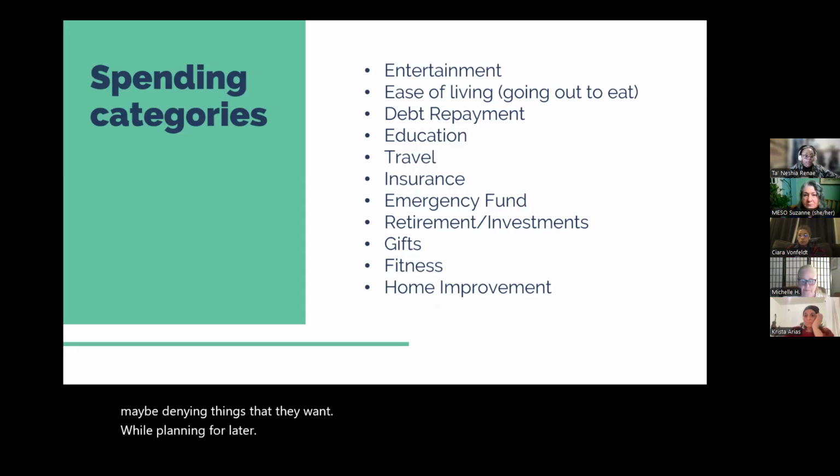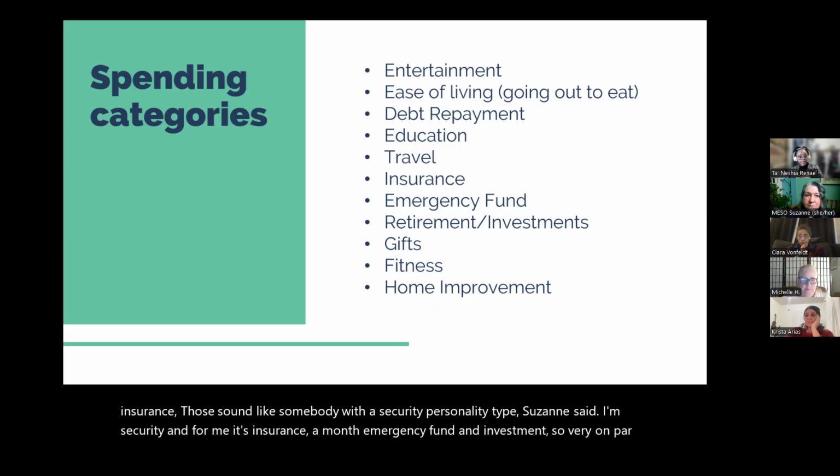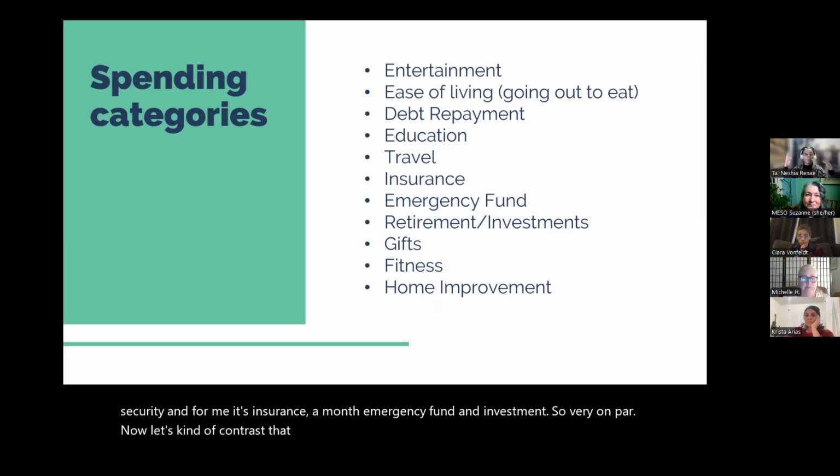Yeah, Michelle said retirement investments. Krista said debt repayment, emergency, insurance. Those sound like somebody with a security personality type. Suzanne said, I'm security, and for me, it's insurance, emergency fund, and investment. So very on par.